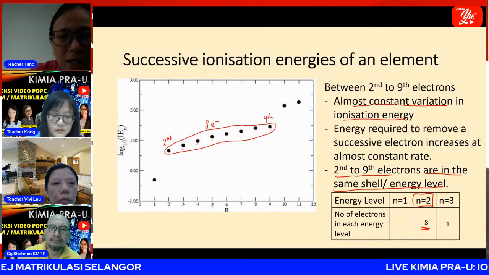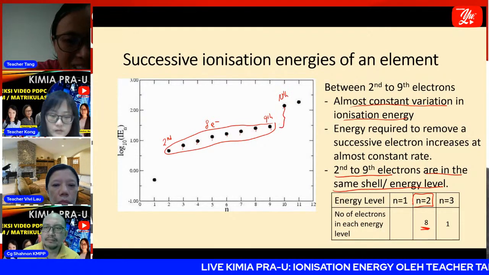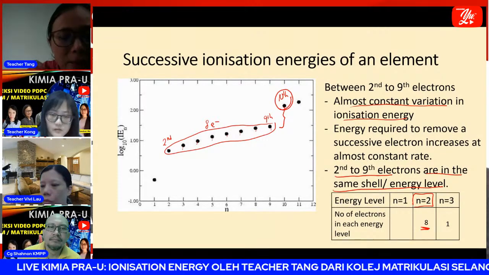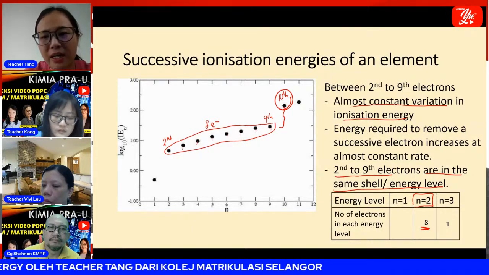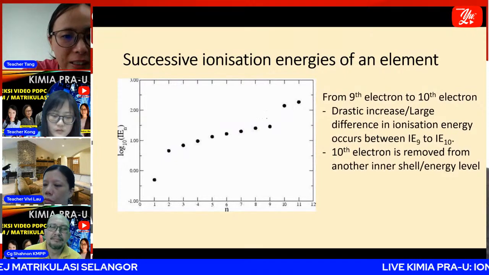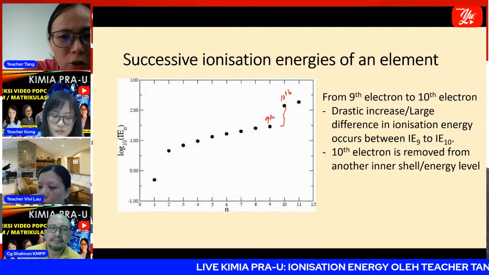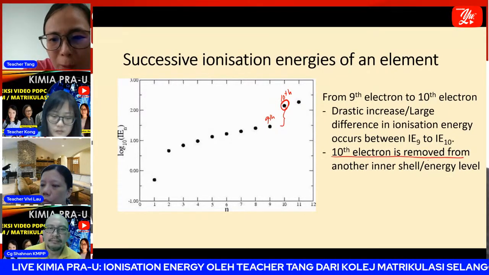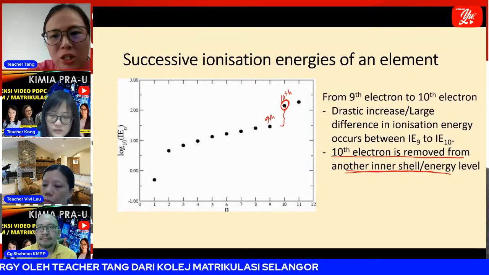Between the 9th and the 10th electron, there is another drastic increase. This means that starting from the 10th electron, it is being removed from another inner shell, and that is the innermost shell. So here is actually the innermost shell.